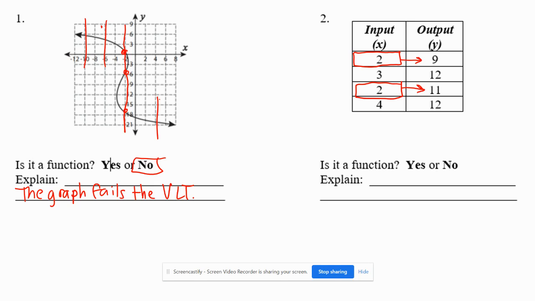So if you guys think back to the hot dog problem that we did in class, if we were talking about hot dogs, right, as our input, we don't know if it's going to cost us $9 or if it's going to cost us $11. So one of the first issues is that the x value 2 repeats, but the bigger issue is the fact that the input 2 has 2 different outputs. Okay, so this is not a function. And we can put down the x value 2 repeats and has different outputs. Okay.